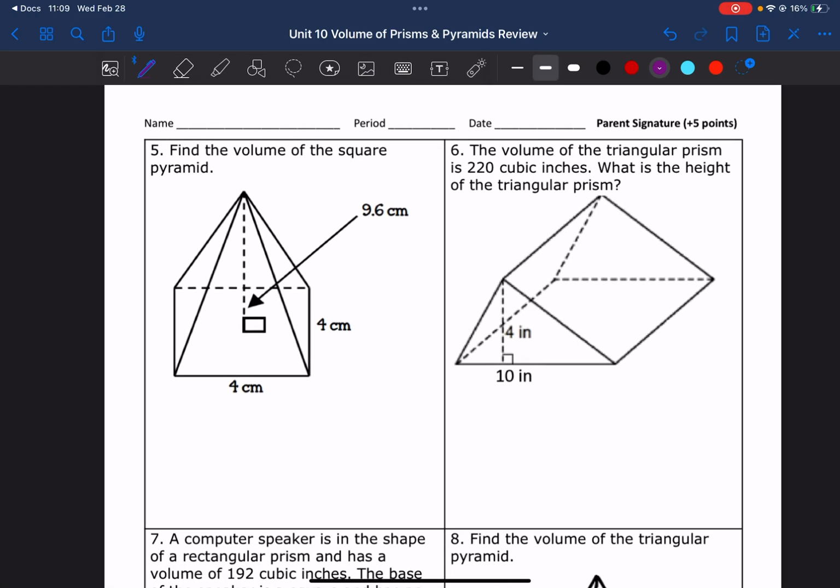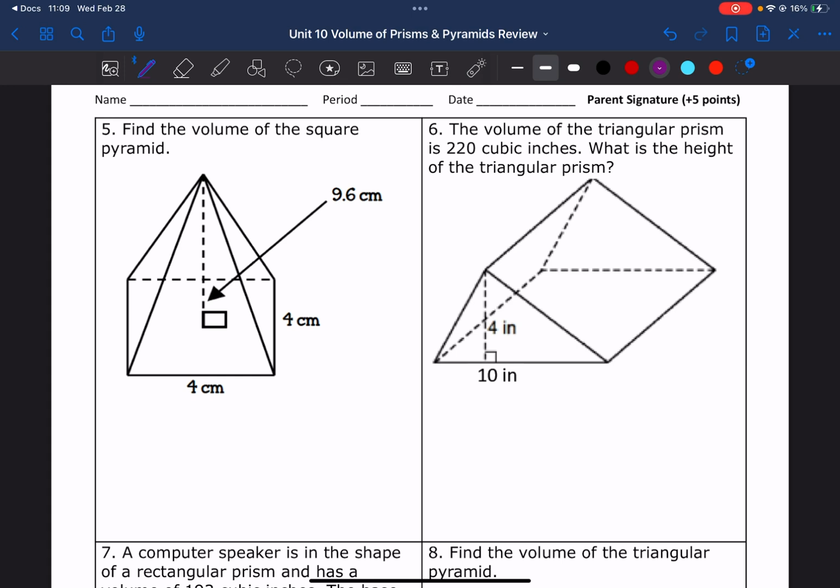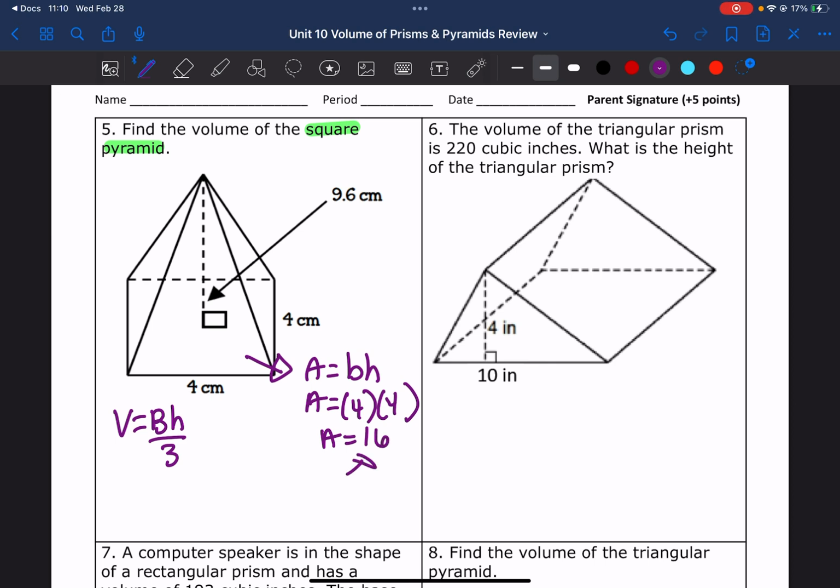All right, here I have number 5. Number 5 is a square pyramid. The formula for the volume of the pyramid is volume equals base times height divided by 3, because remember, it's a pyramid and we divide by 3. So here, 4 times 4 is 16. This is really the area of the base, which is capital B.